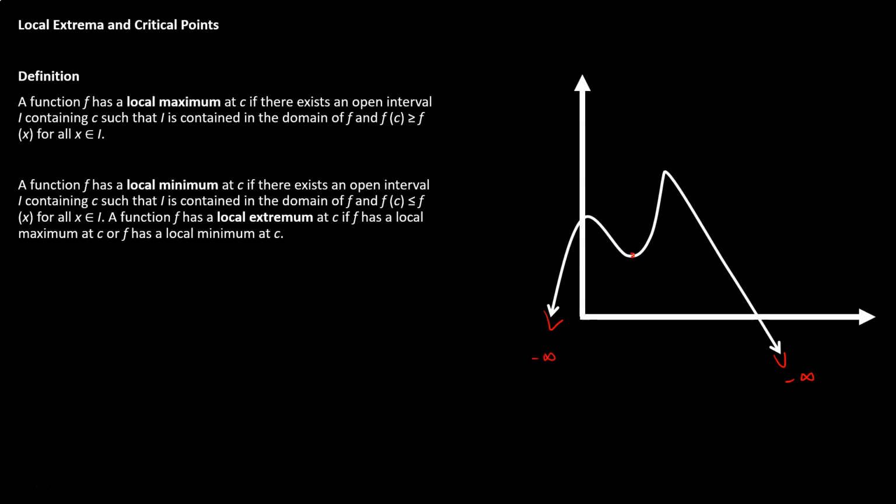But it does have a local minimum at this little valley because we can find a small interval around that. So long as we look within that open interval, we can say, oh, this point's lower than all of the other function values in that window.